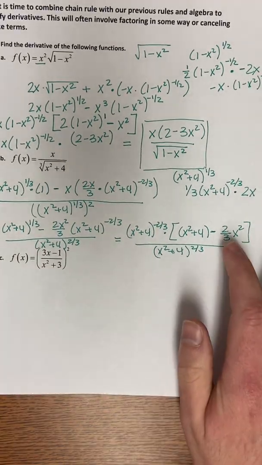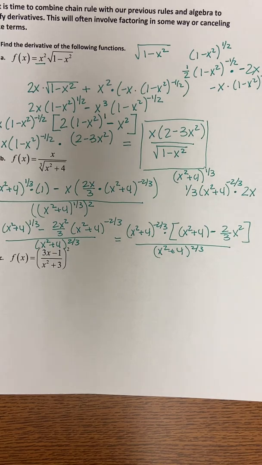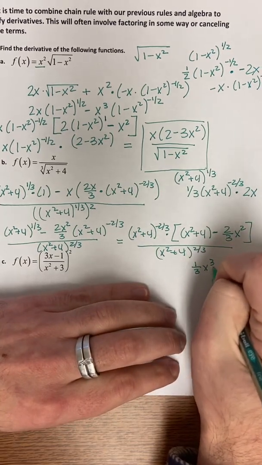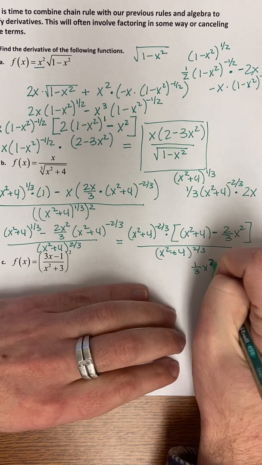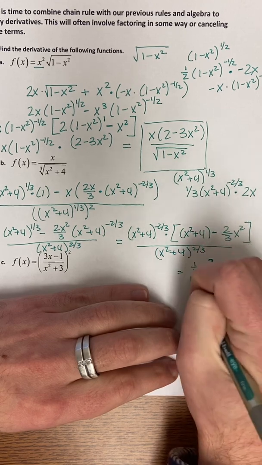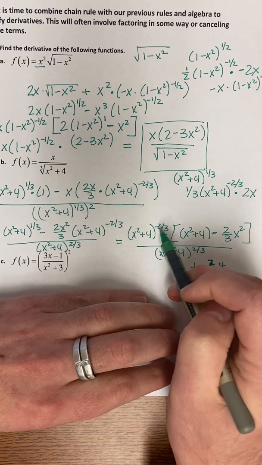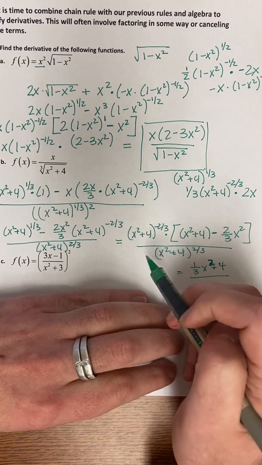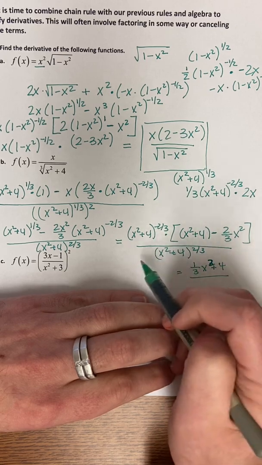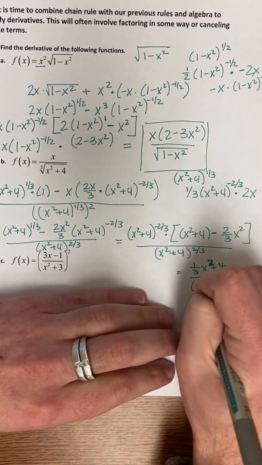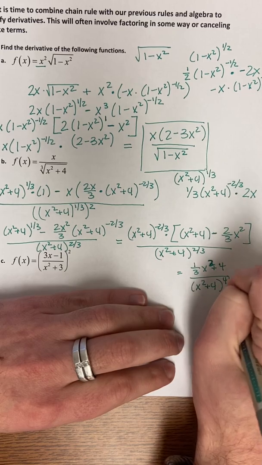I can clean up the inside here. x squared plus 4 minus 2/3 x squared. I could have factored the 3 out as well. Should be 1/3 times (x squared plus 4). And I can actually roll this negative exponent into my denominator here. Moving it to the denominator would make it a positive 2/3, but if I have 2 (x squared plus 4)s to the positive 2/3, that in total is (x squared plus 4) to the 4/3.